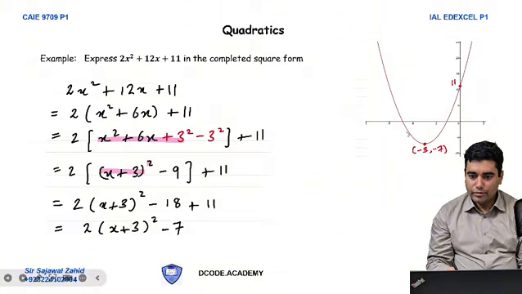The reason it's a minimum curve is that the coefficient of x squared is positive. If the coefficient of x squared is negative in the original form, it will have a maximum curve.